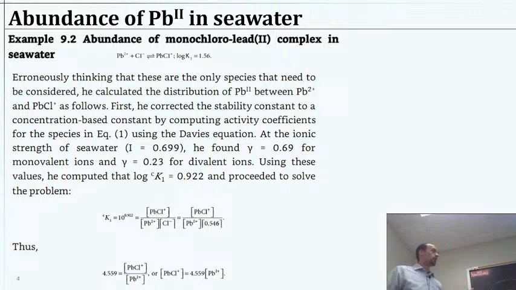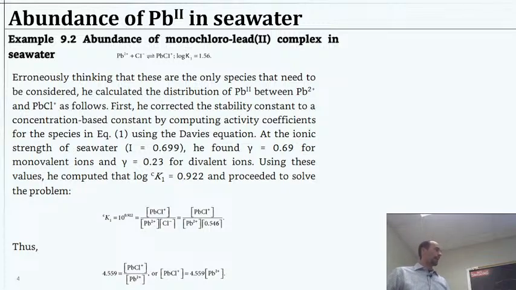Use the Davies equation, we talked about that. Ionic strength of the seawater, got a value for that. Found the activity coefficient for monovalent ions and a different one for divalent ions. Put those in, and he got a corrected K value. Okay, we didn't talk too much about the correction of the K value, but you could do it. It's not that crazy. I'm not asking you to do it, I'm just saying. You've seen enough of the ionic strength stuff, you could do that. So he's got a K value, great.